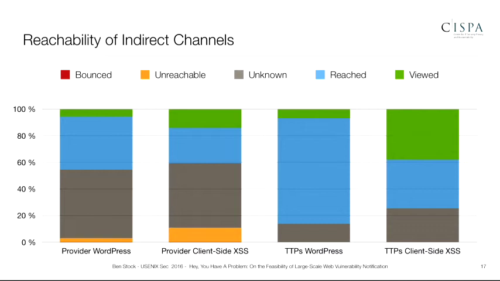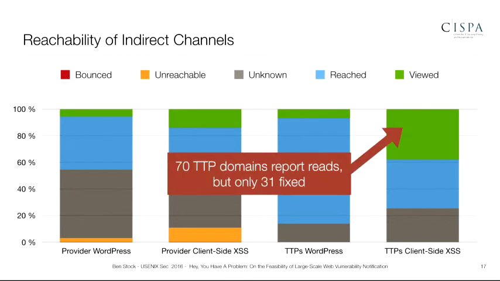What we do observe is that about 40% of the domains in the client-side cross-site scripting group from trusted third parties read a report, and this actually amounts to 70 trusted third-party domains. But if you think back to the 31 domains which were only fixed in this, we again have the same issue. Viewing a report is not sufficient to have the vulnerability fixed.